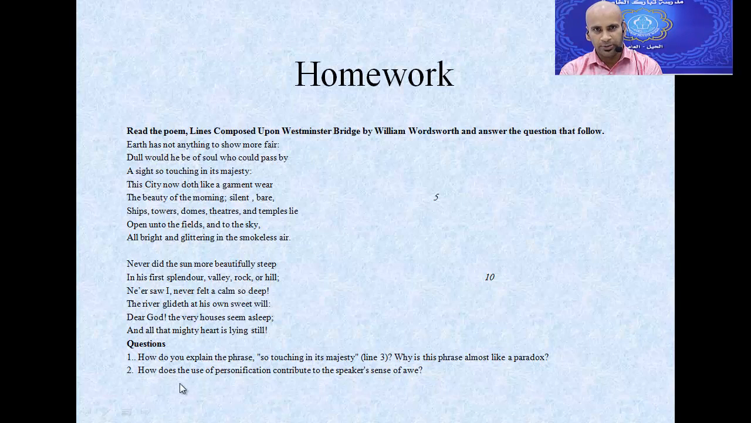Second question, how does the use of personification contribute to the speaker's sense of awe? We found several personifications in this one, like the city is personified, and even the sun is personified, the river is personified, the houses are personified. Okay, so talk about the use of personification and how it helps the poet to express his sense of awe. This is the work.